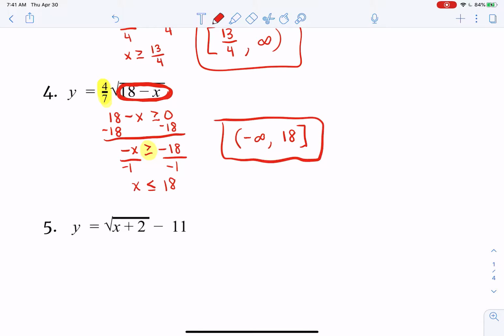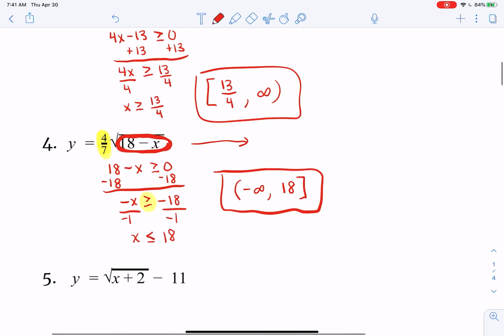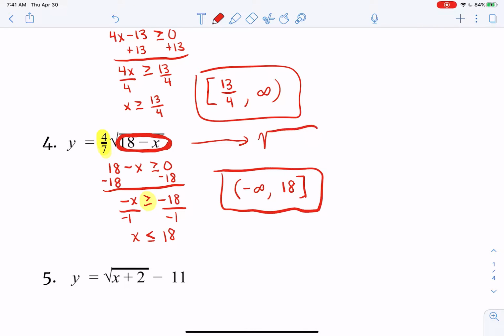So think about that for a minute. Does that make sense? Could you have, let's say, negative 100? Put in negative 100. So we would have 18 minus negative 100, which is the same thing as 18 plus 100. So we would have the square root of 118. Does that make sense? Sure, it's positive. So this one's kind of backwards. You can put all kinds of negative numbers in for x, and it makes sense.